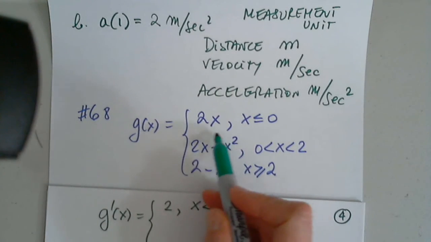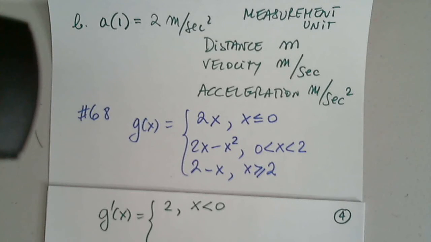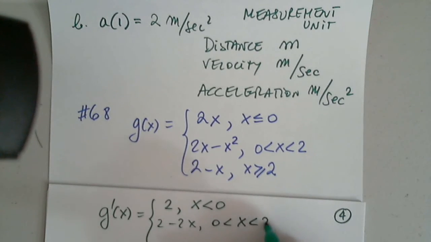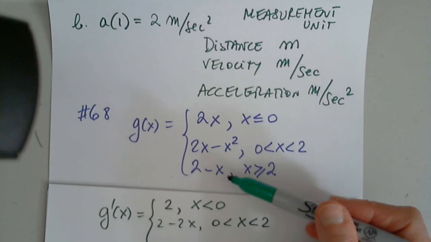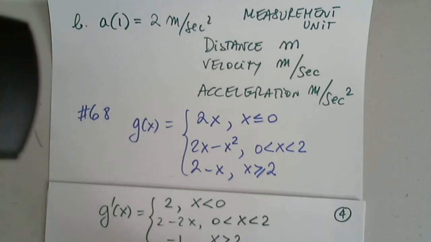Can anyone give us the derivative of the middle piece? The 2 minus 2x, gorgeous. Can anyone give us the derivative of the last part? And notice that I cannot write the equal symbol just yet. It's -1. -1, perfect.